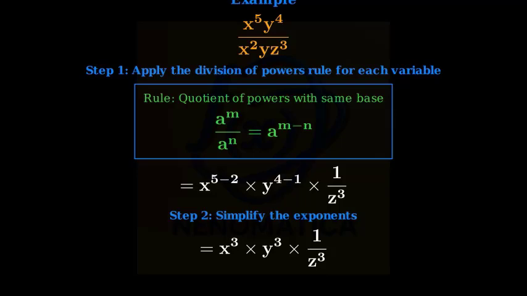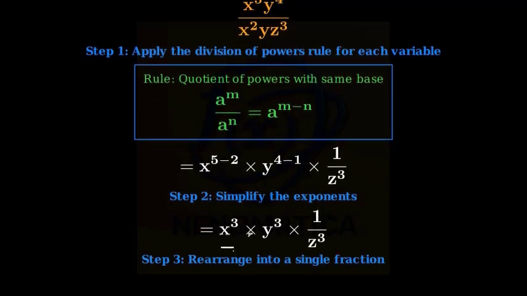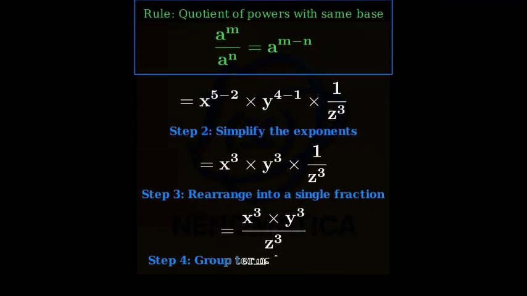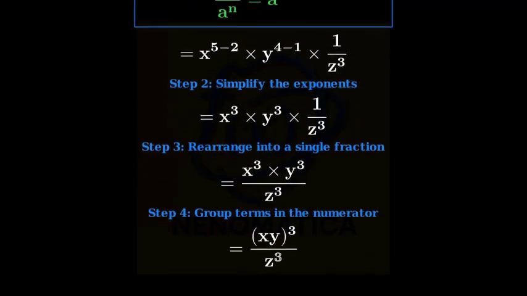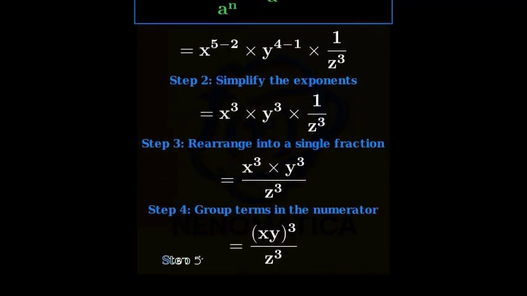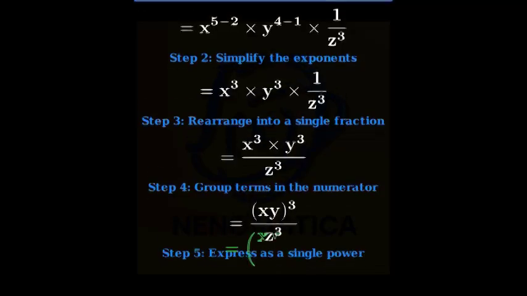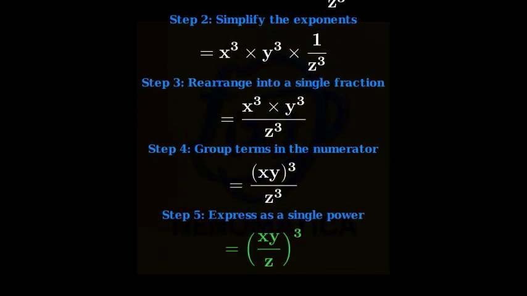X to the power of 5 minus 2 equals x cubed. Y to the power of 4 minus 1 equals y cubed. And 1 over z cubed remains the same. Let's rearrange our expression to get a single fraction. We can simplify the numerator by grouping the x and y terms together. Finally, we can rewrite this as a single term to the power of 3. Our final answer is xy over z, all raised to the power of 3.